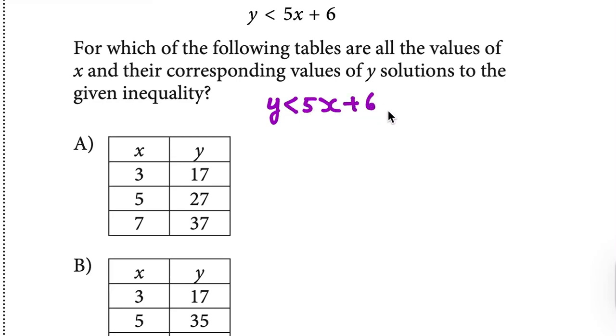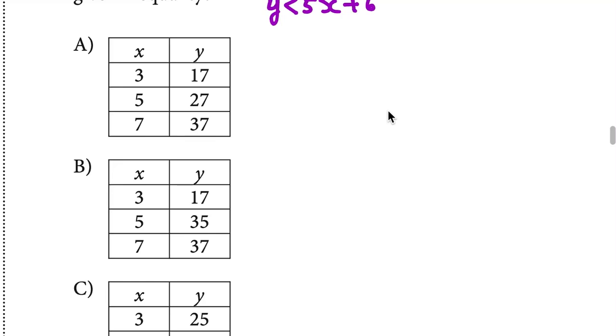Okay, let's check it for option A. The first coordinate is (3, 17). So checking for this, plugging in x as 3, plus 6. 5 3s are 15, and 15 plus 6 is 21. 21 is less than y. Correct? True for this one.